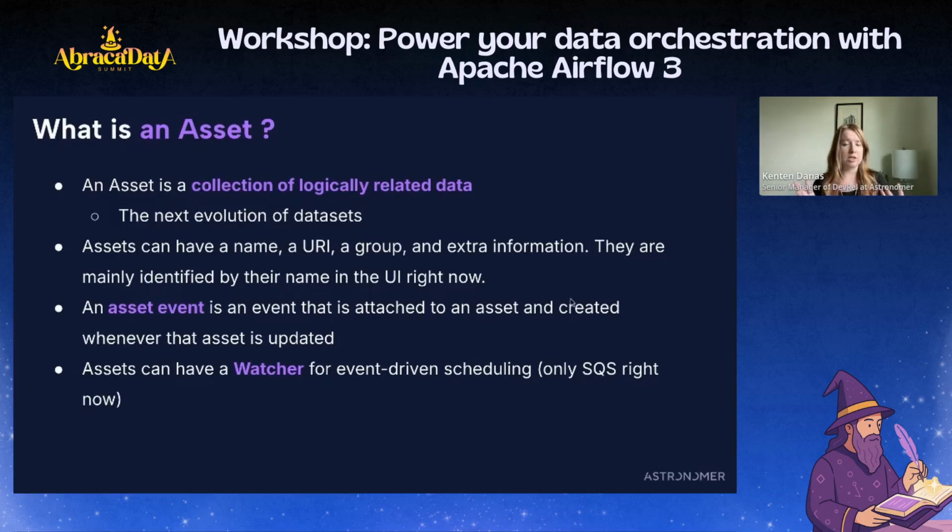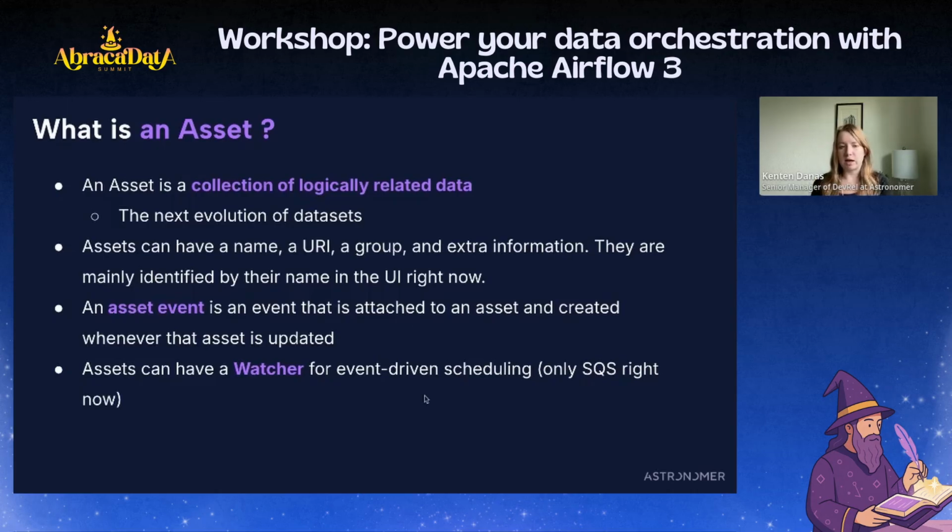Assets, again, just like a data set could in Airflow 2, can have a name and a URI, you can put them in groups, and you can give them extra information. They're mainly defined by their name right now in the UI. Everything else is just additional information for you to track them. And again, an asset event is when that asset is updated. So that is something that you can use to schedule your pipelines.